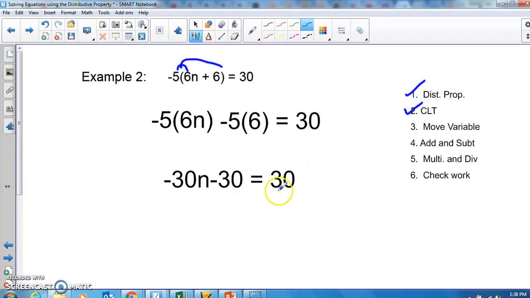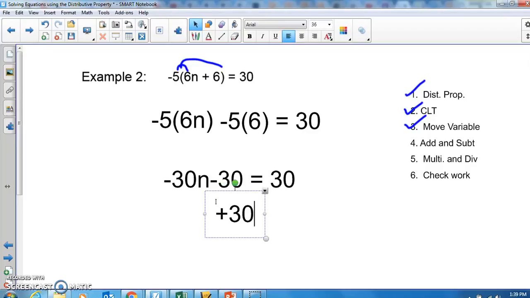Let's look. Is there a variable on the right side? There's not. So I don't need to worry about moving a variable. So that takes care of that step. Now let's work through the problem using the inverse operations with adding and subtracting and then multiplying and dividing. I have a -30. So how do we get rid of a -30? We have to put in a +30.